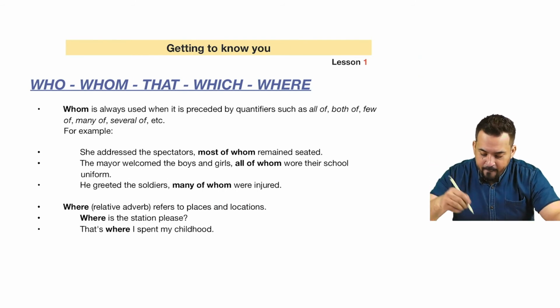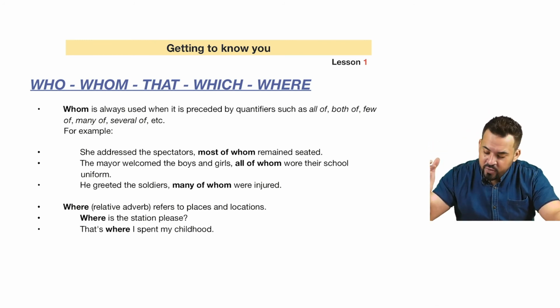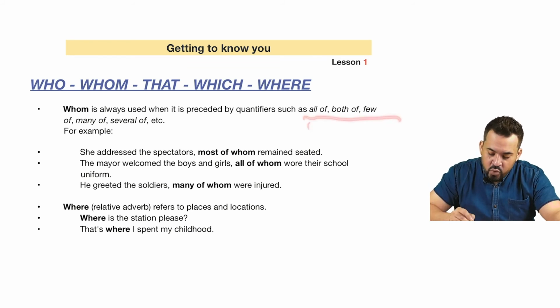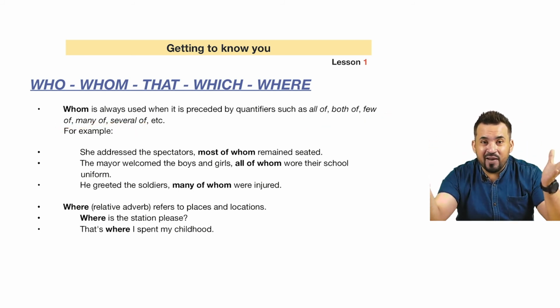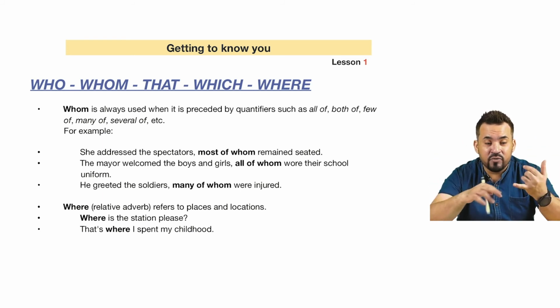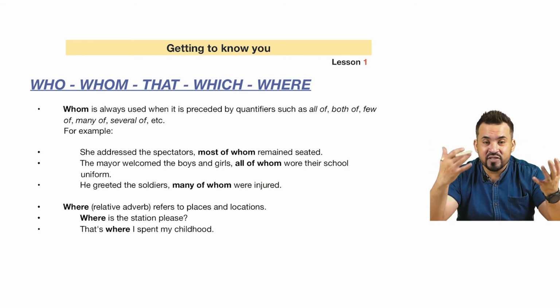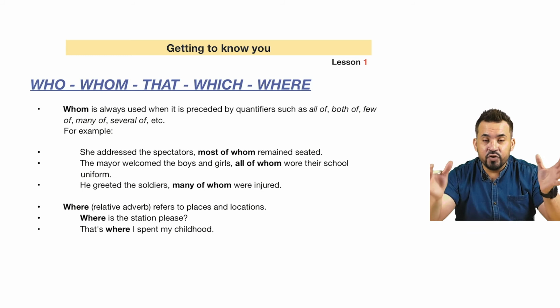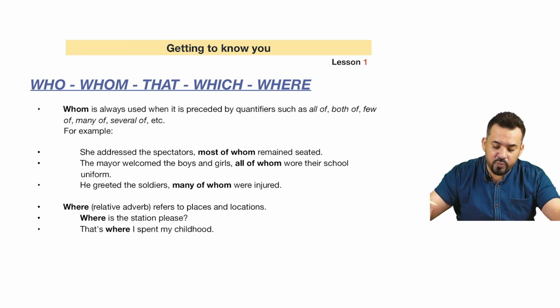All right. Whom is always used when it's preceded by a quantifier. Now, what is a quantifier? A quantifier is all, both, few, many, several. A quantifier just tells you if we have a lot or little or few, or also if we're talking about uncountable nouns, like a kilogram or a liter, those are all considered quantifiers. It's just to tell you how much you got, because they refer to the quantity. That's why we call them quantifiers.